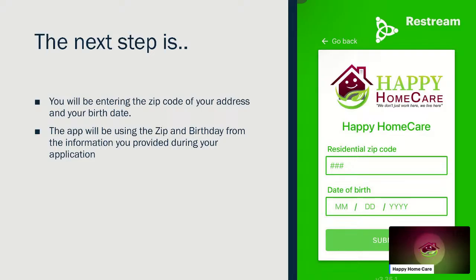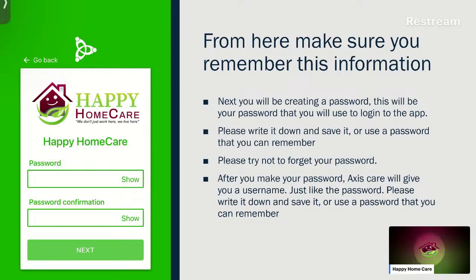Once you have entered that code into the verification code box, the following screen will appear. Access Care will be asking for both your zip code and your birth date. Just like in the previous step, the zip code and your birth date should be the same information that you put in on your application because that is what Access Care has on file and they'll be using to complete the following steps. Please enter your zip code and your birth date on the Access Care app and then hit next.